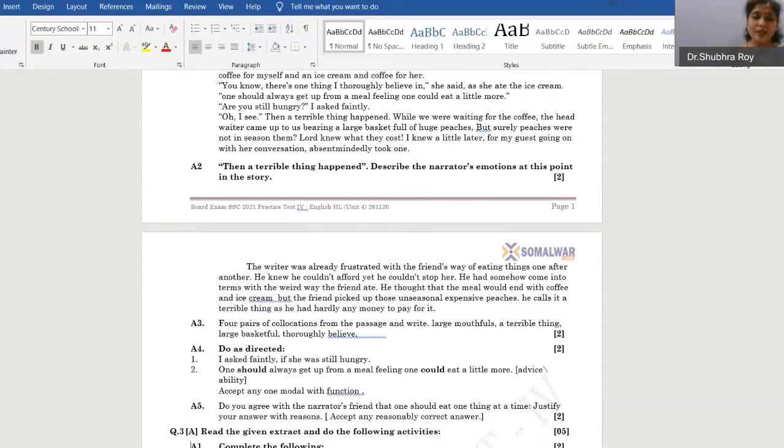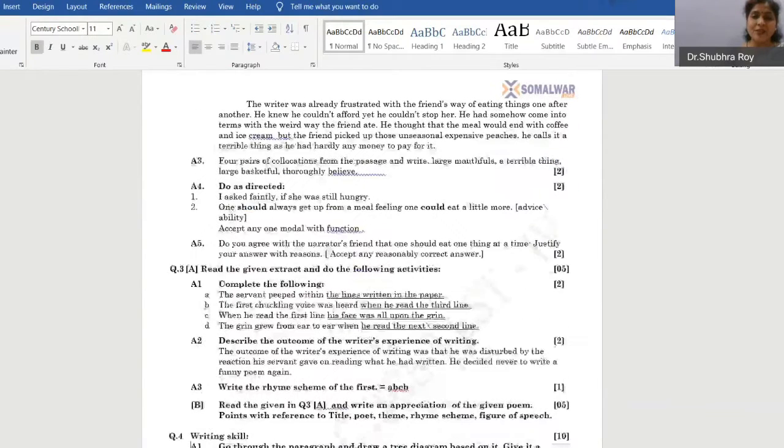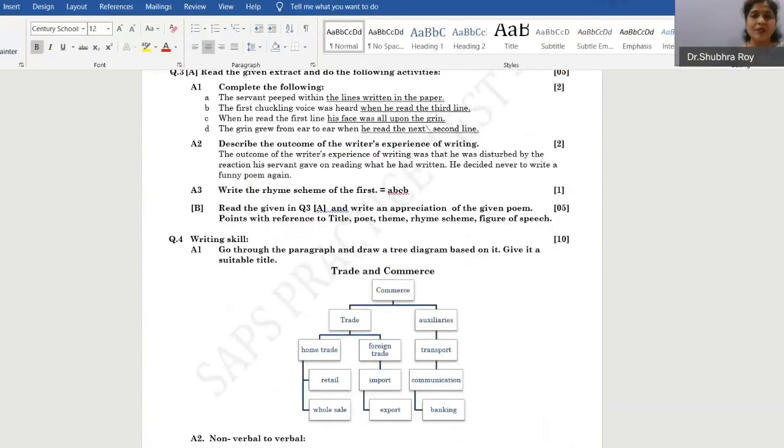Okay, so now let's go to the next question, that is question number 3. Question number 3 says read the given extract and do the following activities. He took the paper and I watched and saw him peep within. This is the poem Height of Ridiculous, extract given from the poem. So the servant peeped within the lines written in the paper. Now usually what we do is we just find out lines from the extract and we put it down in the questions in the form of answers.